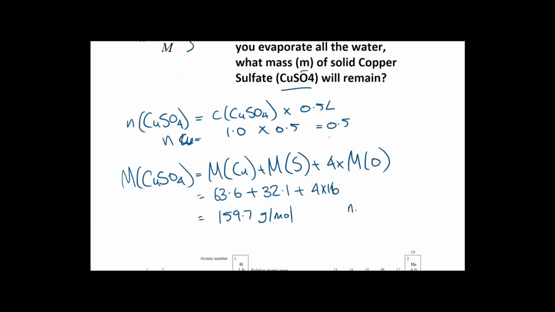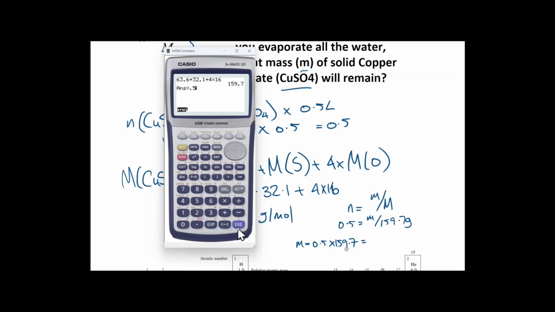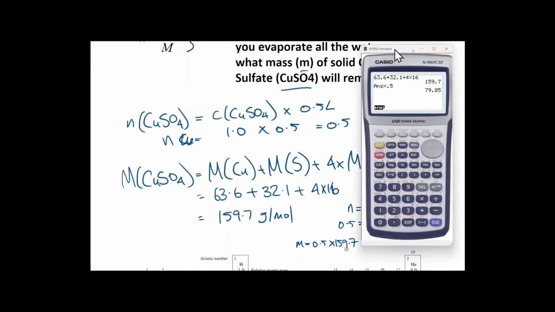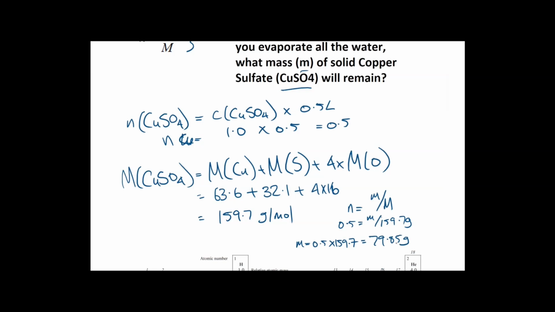And now we're going to use this one here to find what the little m is. So if n equals little m over big M, then 0.5 is going to be equal to little m divided by 159.7 grams. So the mass of this is going to be equal to 0.5 times 159.7, which is 79.85 grams. And it's our final answer.